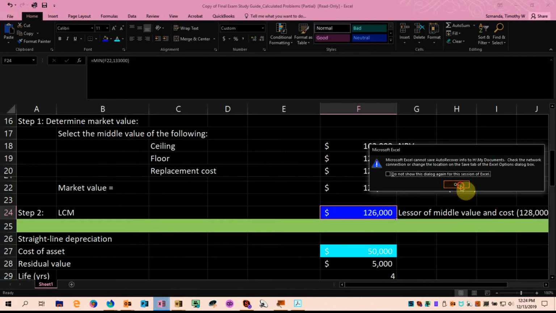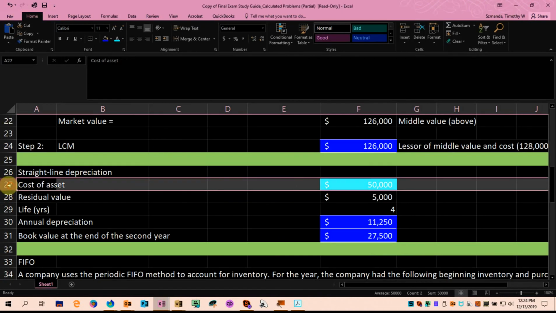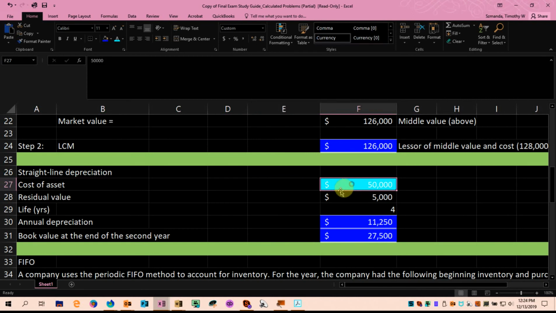Know the calculation of depreciation and book value under the straight line method. So the calculation under the straight line method here: first, we need to know the cost of the asset. I changed it to $50,000. The residual value or salvage value, $5,000. The life is 4 years. So the annual depreciation would be $50,000 minus $5,000 divided by 4. So that's your annual depreciation.